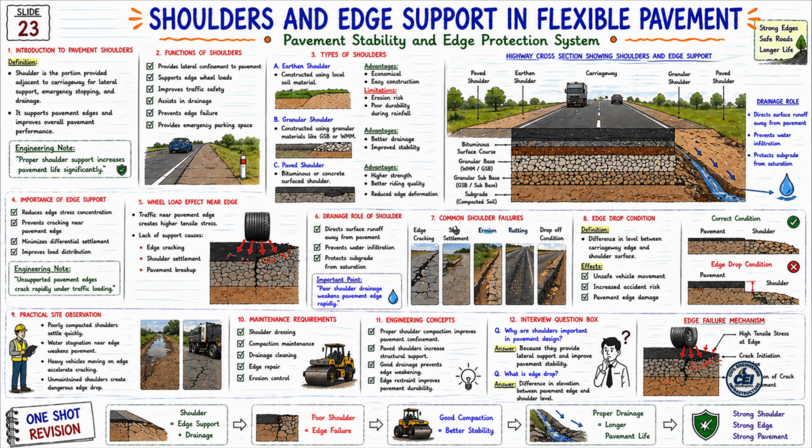Now let's look at one short revision below. Shoulder: edge support plus drainage. Poor shoulder, edge failure. Good compaction, better stability. Proper drainage, longer pavement life. See the final conclusion at the bottom. Strong shoulder, strong edge, strong pavement. And in the next slide, we will understand flexible pavement construction considerations and field execution concepts in detail.